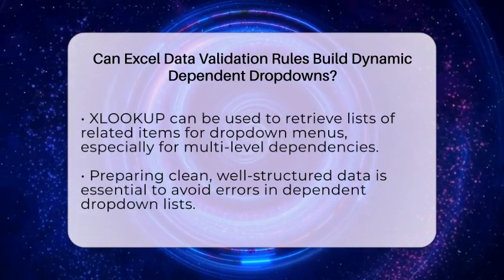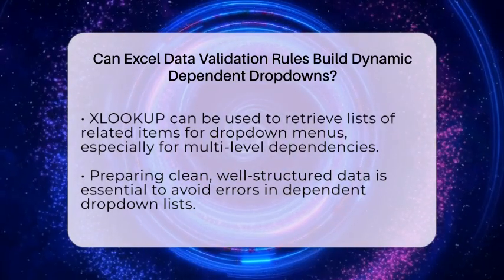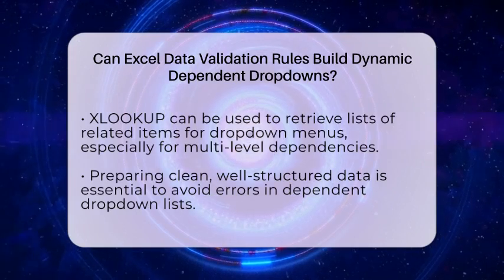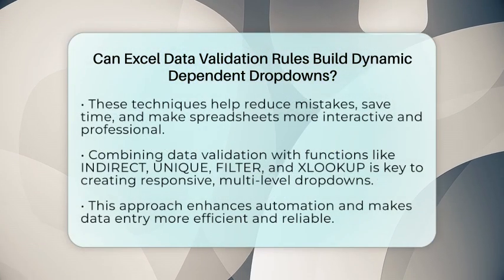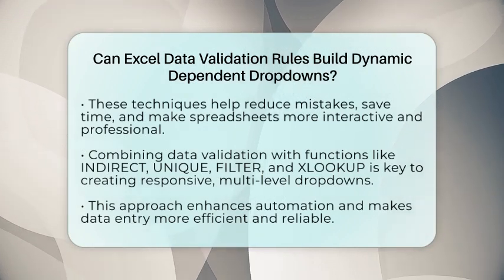To set this up practically, prepare your data with categories and their related items. Create named ranges for each category or use dynamic array formulas. Then, apply data validation to your drop-down cells, referencing either INDIRECT or the spill range formulas. Make sure your source data is clean and free of blank cells to avoid errors.